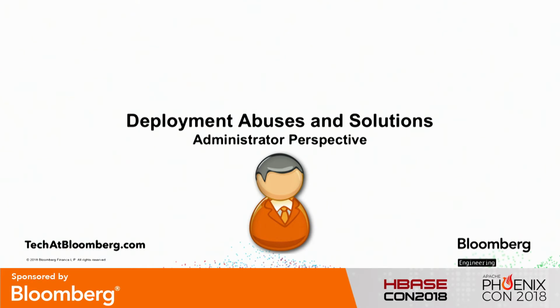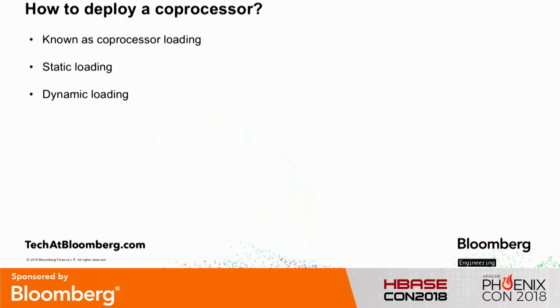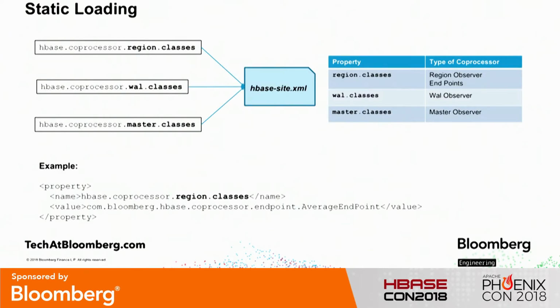So we'll start with deployment of coprocessors. Deployment of a coprocessor in HBase is known as coprocessor loading, and there are two ways you can load your coprocessors. One is static loading, and the other one is dynamic loading. There are three key properties in HBase that control static loading of the coprocessor: hbase.coprocessor.region.classes, hbase.coprocessor.wal.classes, and hbase.coprocessor.master.classes. And these are specific to the type of coprocessor you're developing.